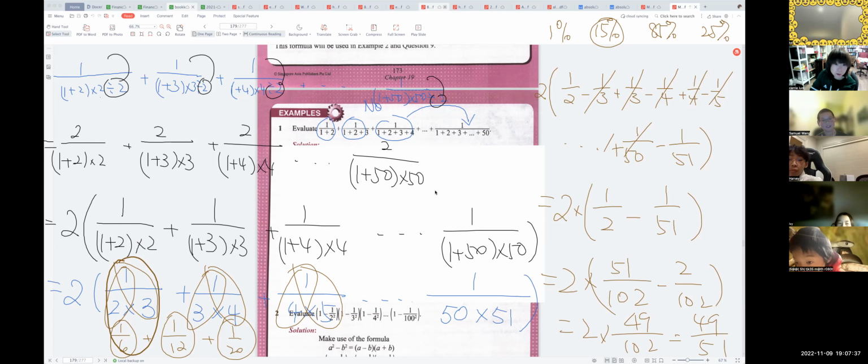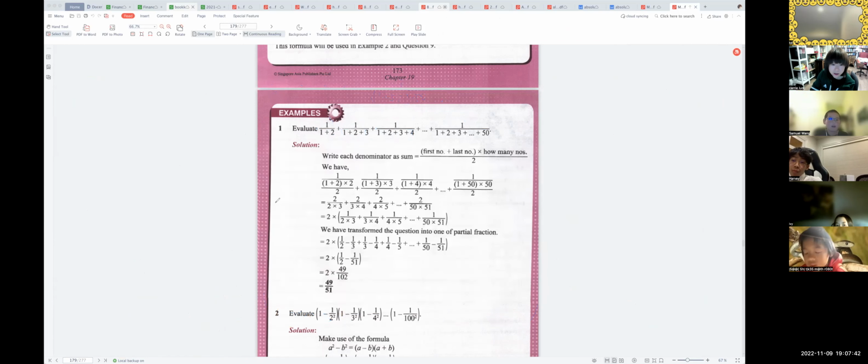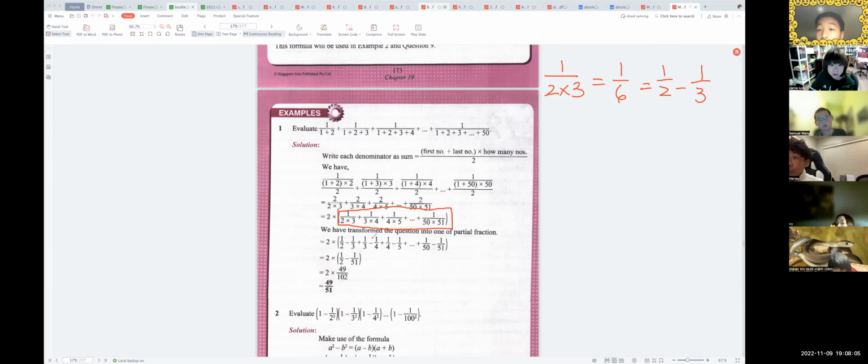See? Okay, everybody, I'm just going back to this one. So I'm going to let you see the explanation. Everything is here. You get kind of messed up here, right? This part you still understand, right? Samuel, 1 over 2 times 3 equals what? Equals 1 over 6, right? 1 over 6 equals what? Equals 1 over 2 minus 1 over 3. Get it? So that's why I'm changing 1 over 2 times 3 to 1 over 2 minus 1 over 3. So you're basically just expanding the fraction.